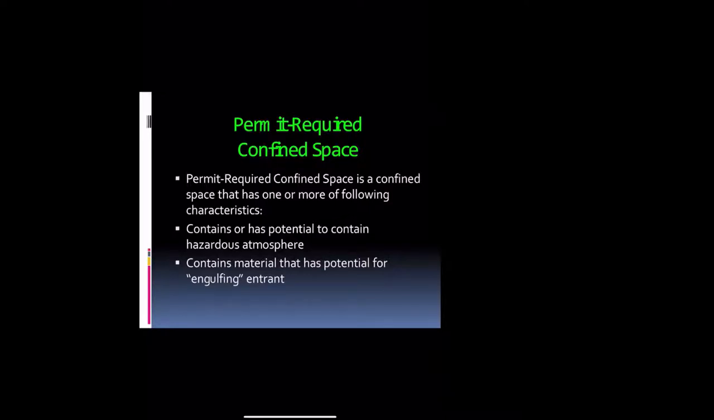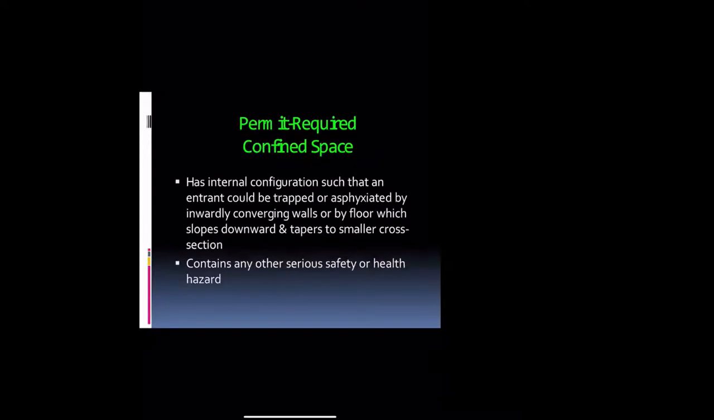It contains material that has potential for engulfing an entrant. Again, like an excavation, you're digging a trench, or maybe I'm in a silo and it can be filled with corn, or it can be filled with water and I can be engulfed by that material. It also has an internal configuration. Remember, this is a configuration hazard. Such as an entrant could be trapped or asphyxiated by inward conveying walls or by floors which slope downward and taper to a smaller cross section. And then that last one is the catch-all. It contains any other serious safety or health hazard.